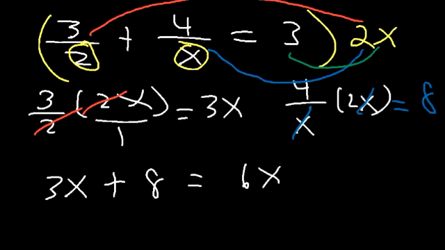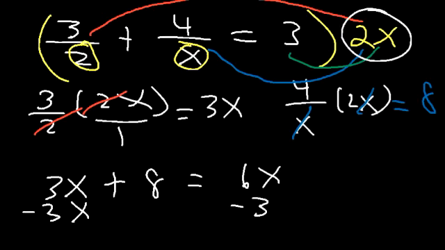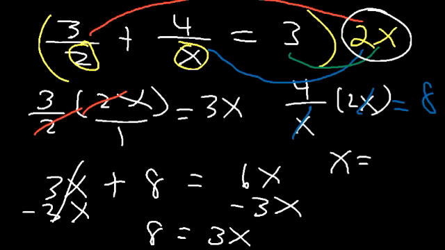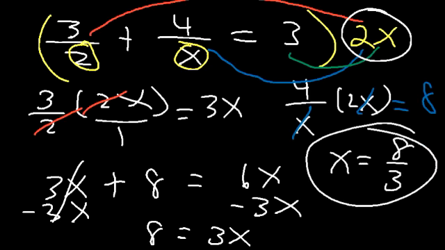So you have to multiply 2x by every term. If you miss one term, your answer will be incorrect. It's going to be wrong. So make sure you multiply everything in the equation by 2x. So now we can solve for x if we subtract both sides by 3x. So therefore 8 is equal to 3x, and if we divide by 3, x is 8 divided by 3.